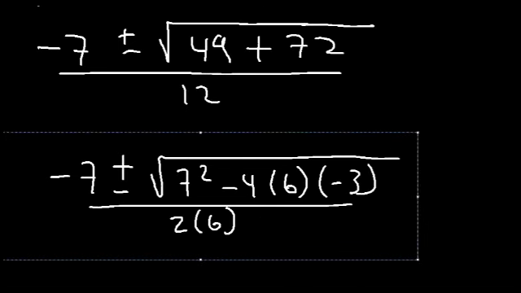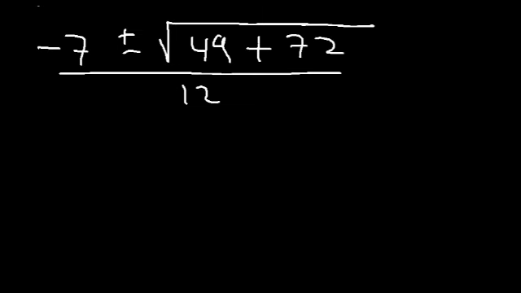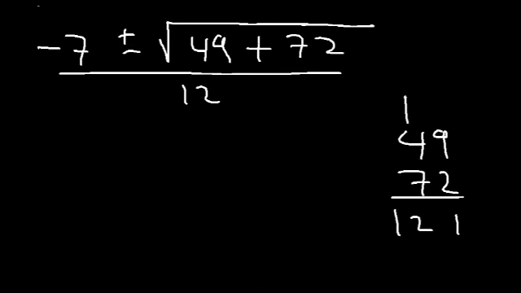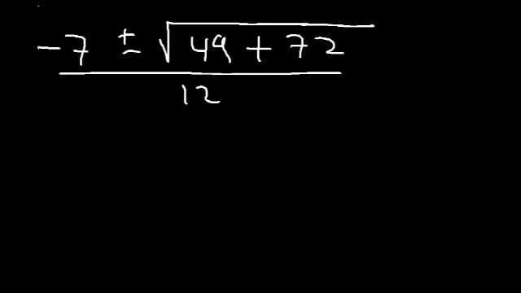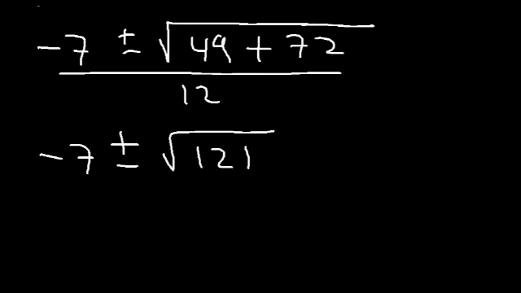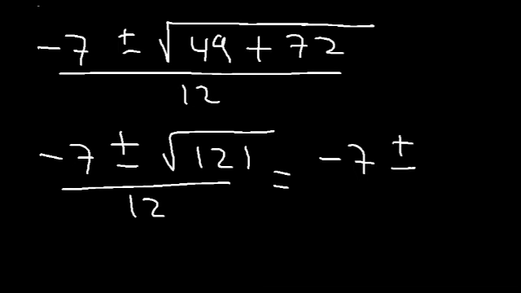So now what's 49 plus 72? If we do it by hand, 2 plus 9 is 11. Carry over the 1. 4 and 1 is 5 plus 7, that's 12. So we have 121 inside the radical. The square root of 121 is 11. So it's negative 7 plus or minus 11 divided by 12.